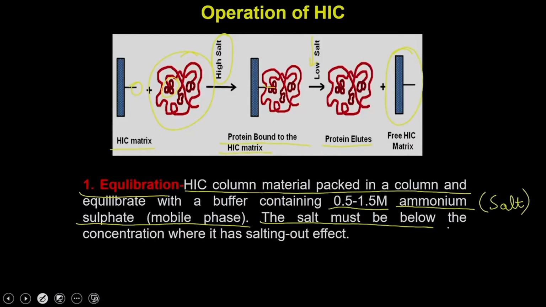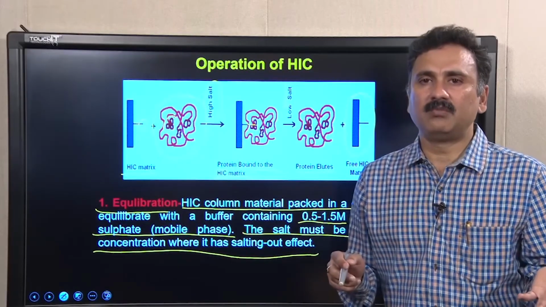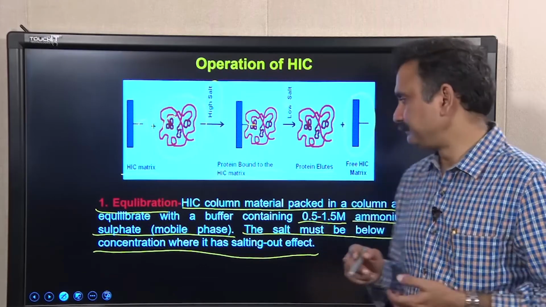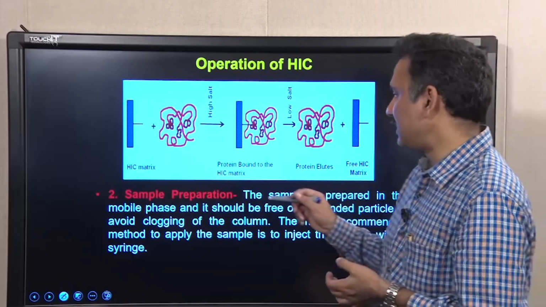This salt concentration, whatever you are using, 0.5 to 1.5 molar, should be a concentration where it does not have the salting-out effect. Otherwise, once you add the ammonium sulphate, it is going to precipitate the protein from the solution. Now, once the equilibration is over, you can do the sample preparation.